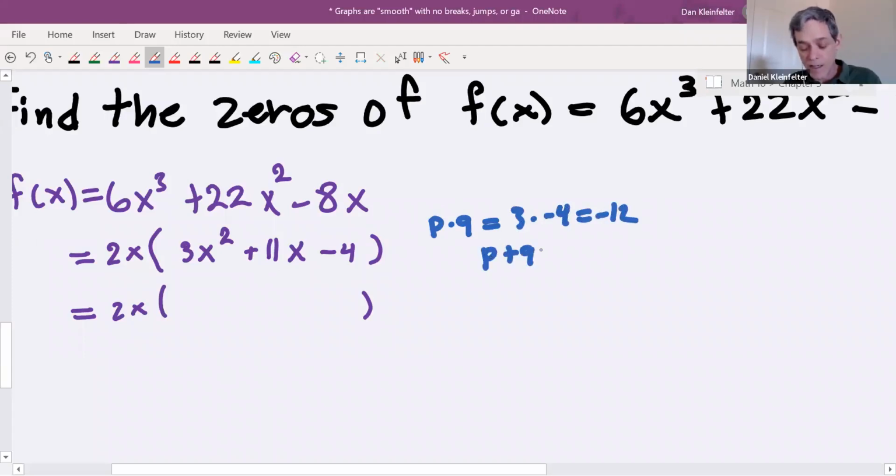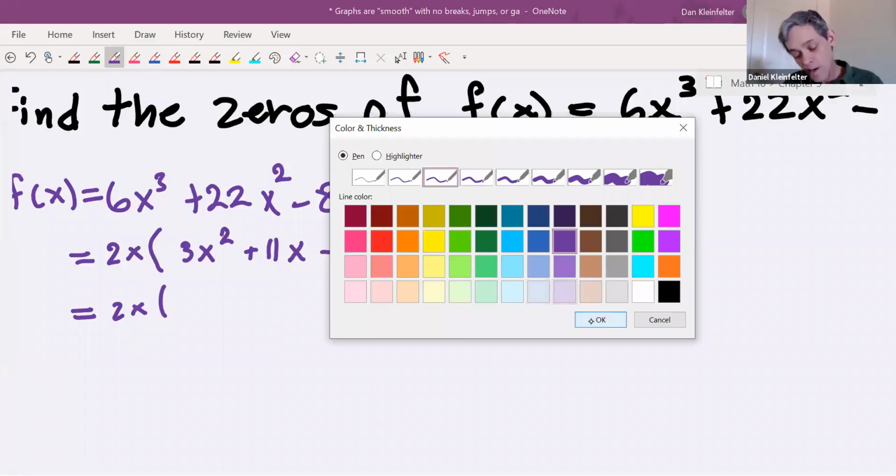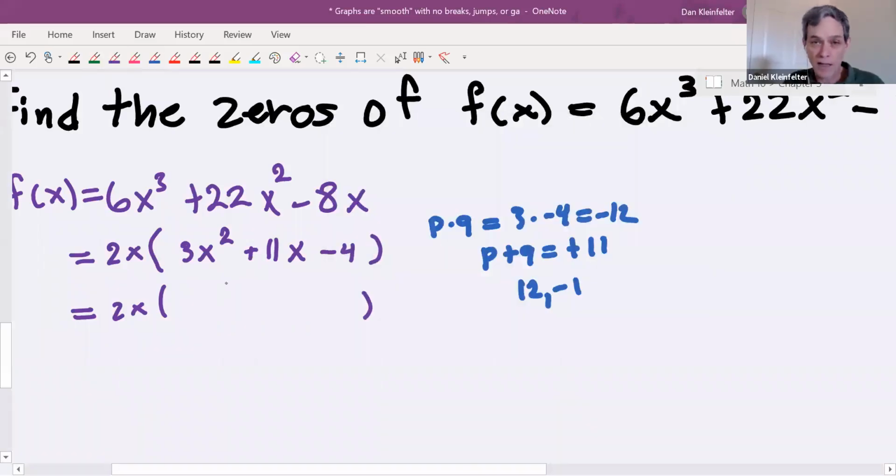So p plus q has to be positive 11. So 2 numbers that multiply to -12 but add up to 11 would be 12 and -1. So what we're going to do now is take and rewrite this quadratic polynomial inside of the parentheses, separating that 11x into 12x minus an x.